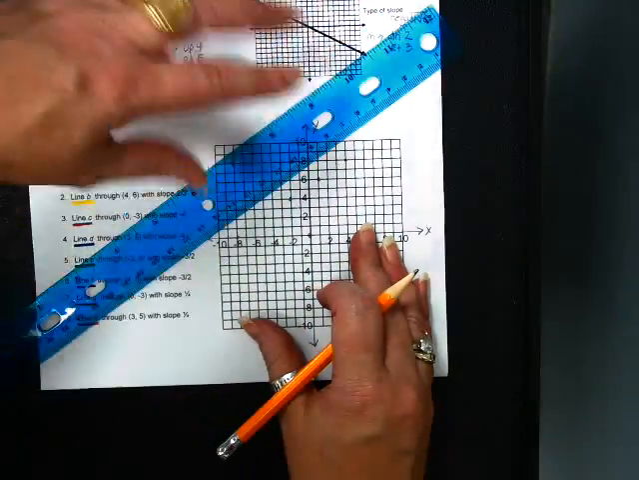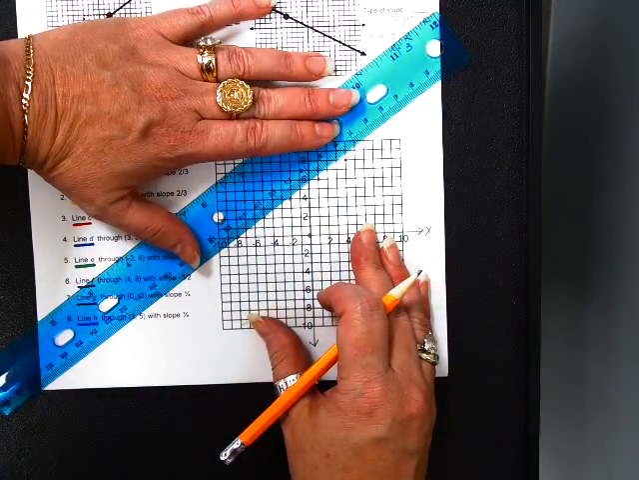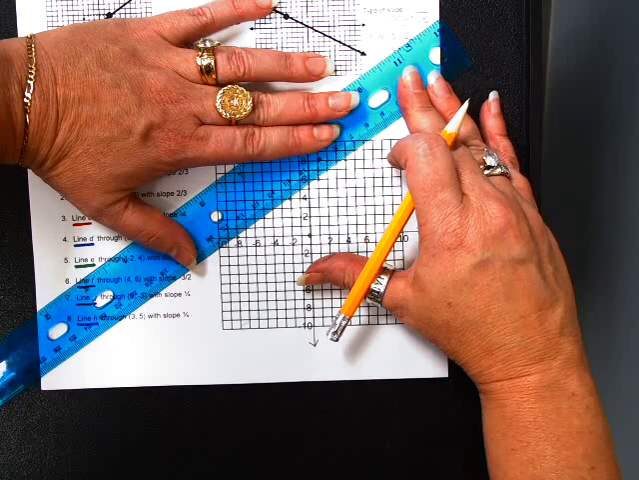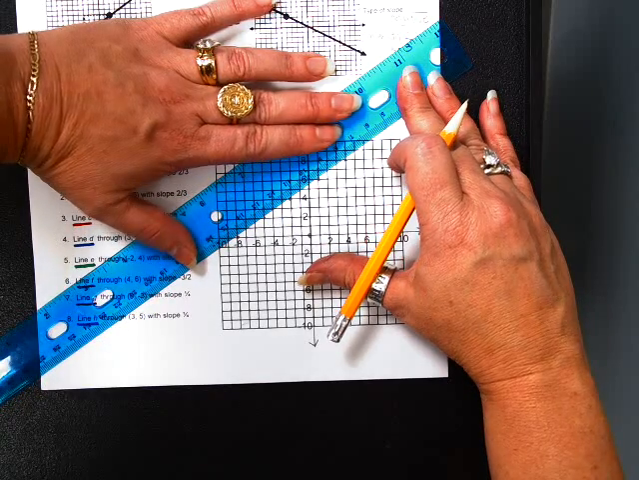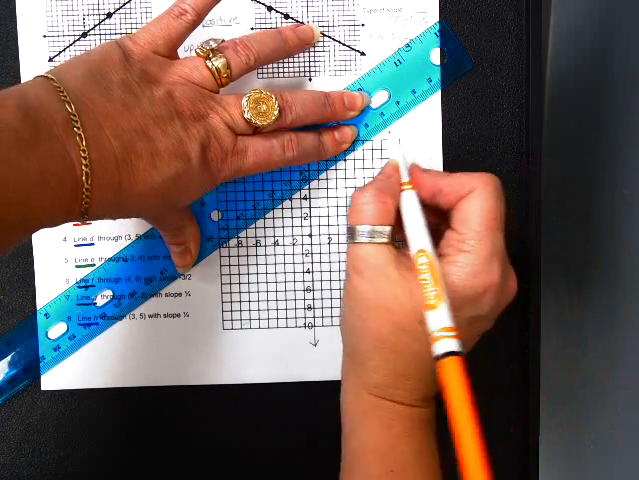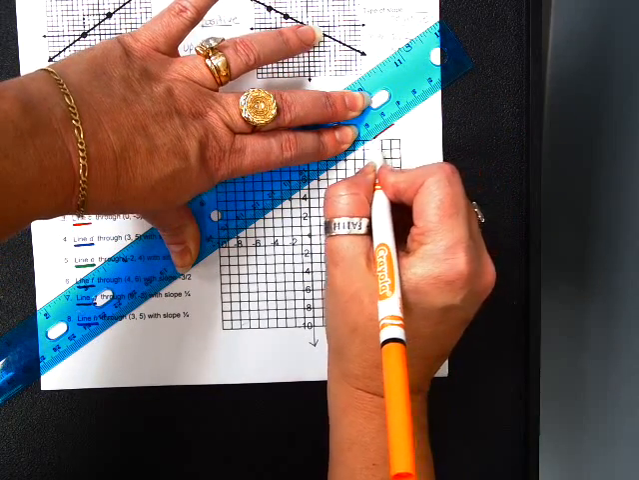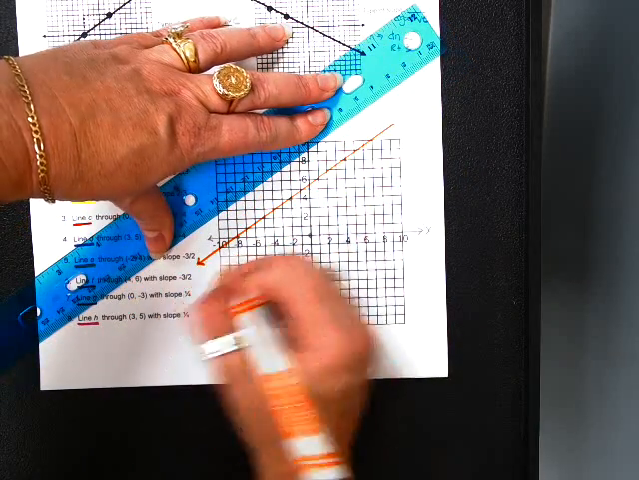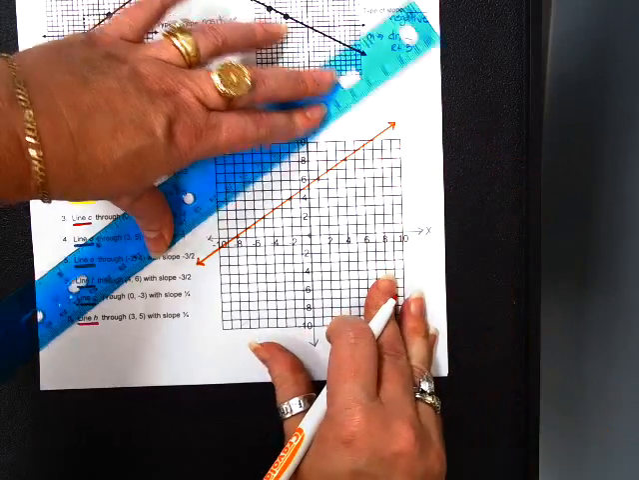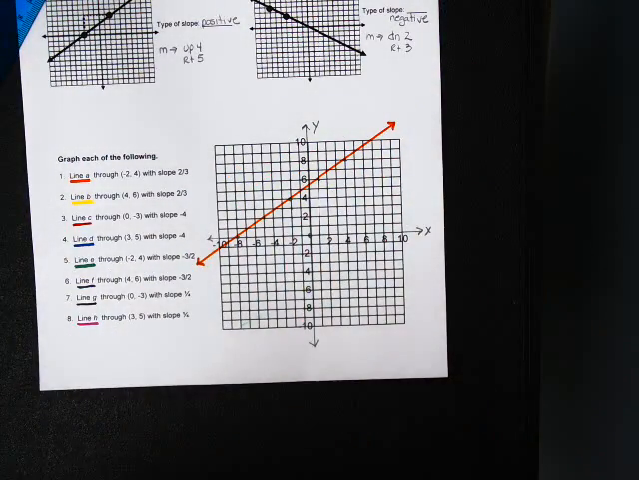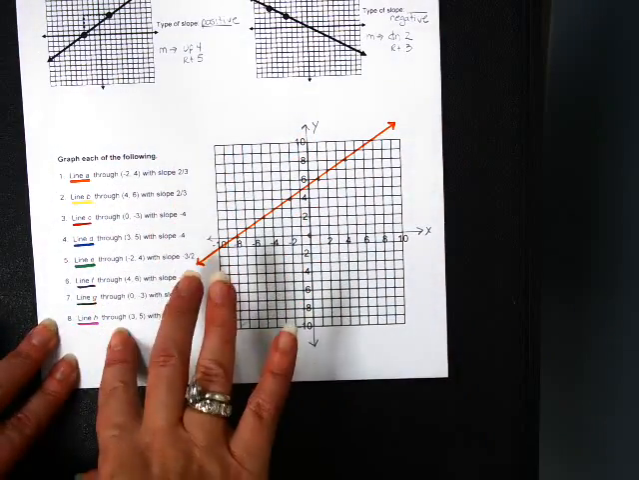Whichever way you choose, when you line this up, all your points should be in a straight line, and you should be able to connect your dots quite easily. I chose orange for line A, so I'm going to use my orange marker, draw a line all the way across my graph, stretching it out all the way, and that will be helpful as we graph all the lines.